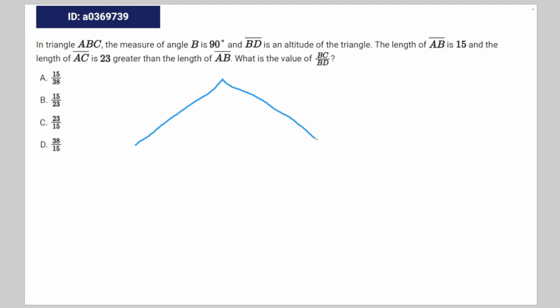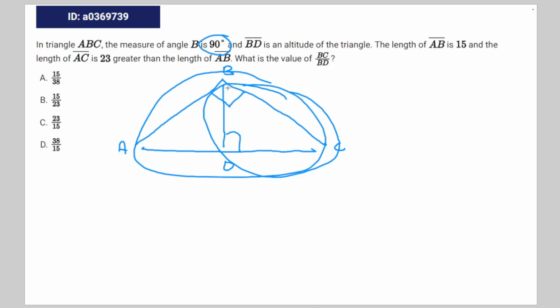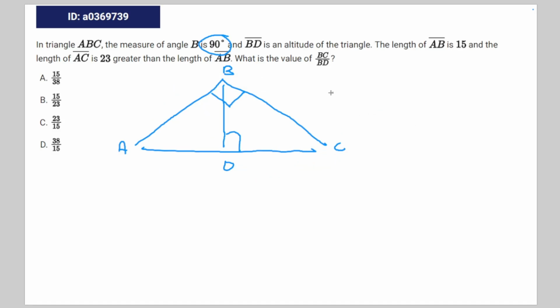So we're going to draw out the triangle ABC. And then there's an altitude BD. And since B is a right angle, because it's 90 degrees, the two triangles that are formed from this altitude BD are going to be similar to the original triangle from which the altitude was formed. That sounds really complicated, but really all this means is that this triangle is similar to this triangle. You know what I mean?